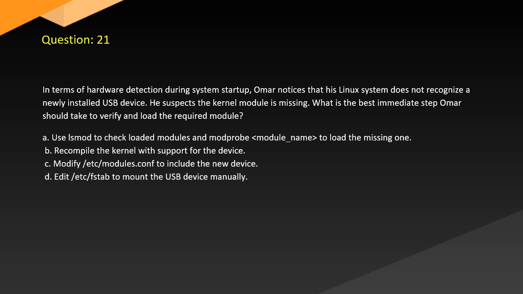Question 21. In terms of hardware detection during system startup, Omar notices that his Linux system does not recognize a newly installed USB device. He suspects the kernel module is missing. What is the best immediate step Omar should take to verify and load the required module? A. Use lsmod to check loaded modules and modprobe to load the missing one. B. Recompile the kernel with support for the device. C. Modify /etc/modules.conf to include the new device. D. Edit /etc/fstab to mount the USB device manually.